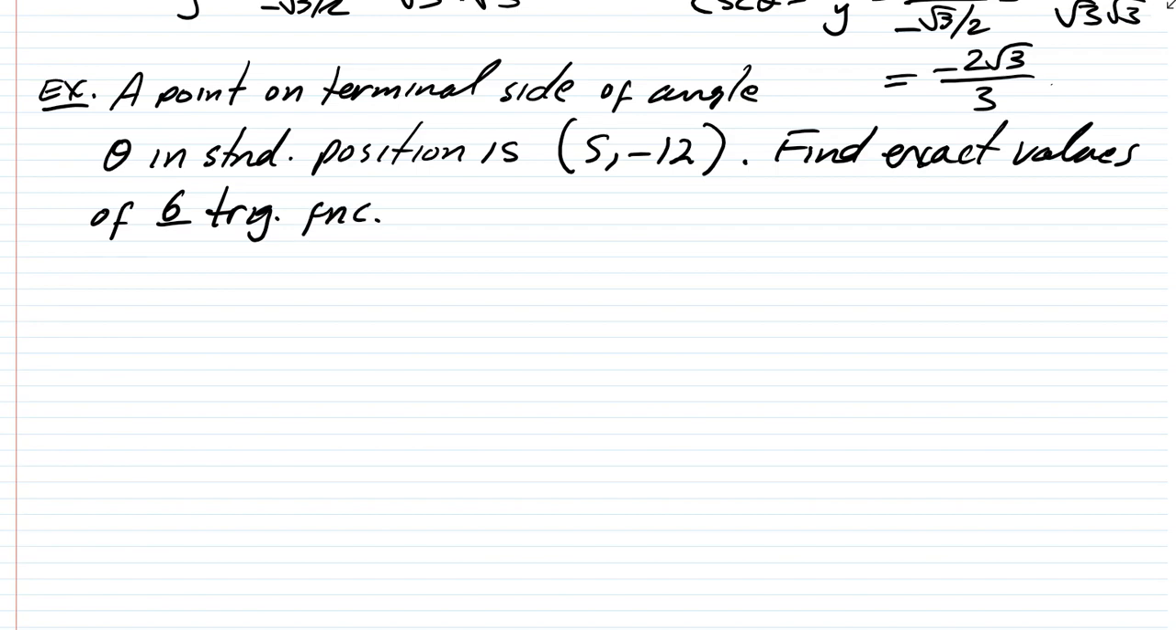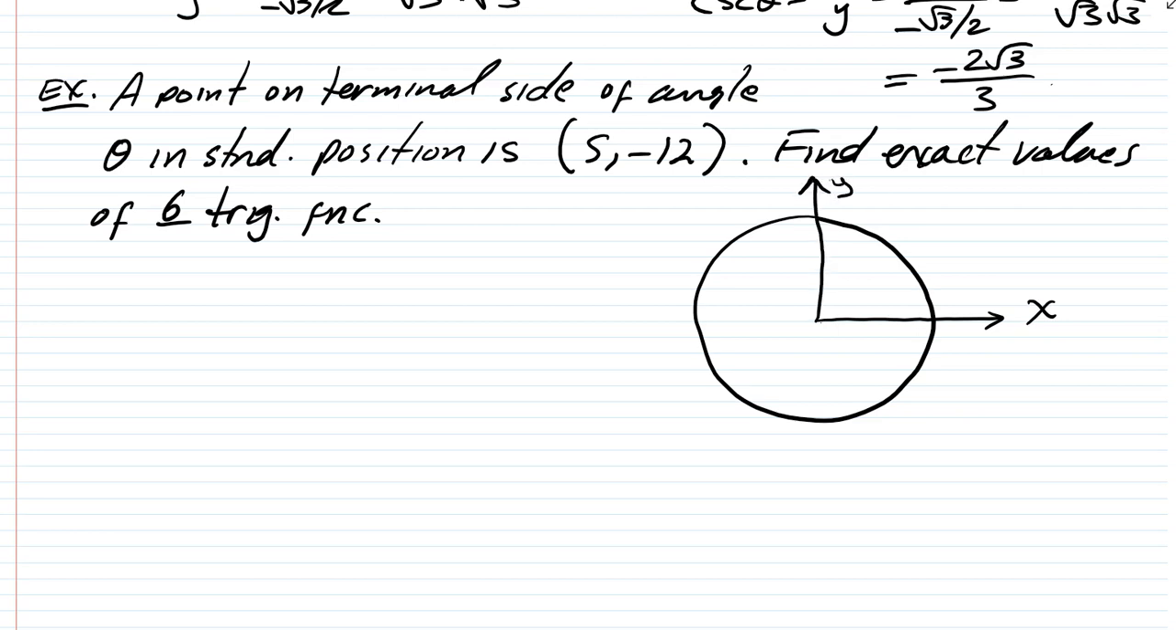Exact values means without the calculators, so let's do it for the 6 trig functions of theta. All right. So how am I going to do this? Well, here's a circle. It's not a unit circle. This is not a unit circle in standard position. So this is x and here's y. The point is x positive, y negative. So that means that point is going to be in here somewhere, right? x is 5, y is negative 12. There you go. That's the point. On the terminal side, 5 and negative 12.